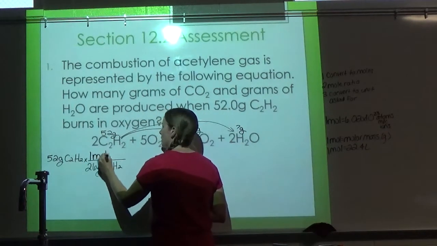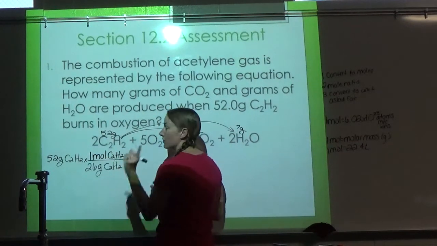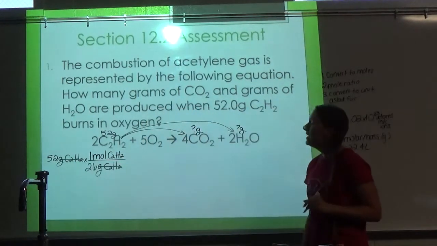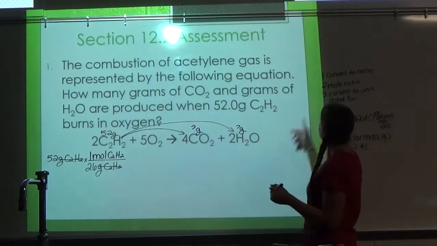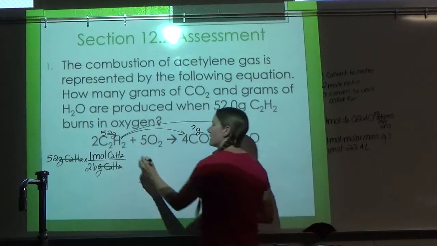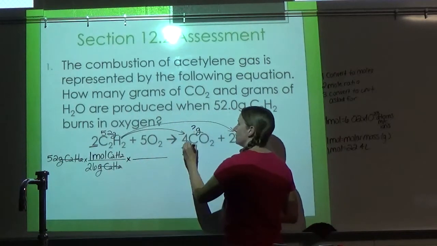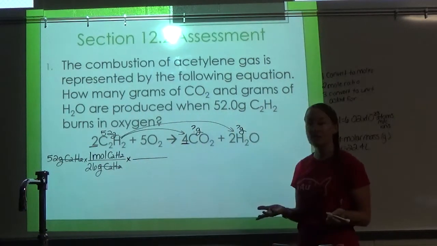Remember, don't use coefficients yet. And don't use coefficients when you add up the molar mass. I cannot state that enough. All right, so next step is mole ratio. So this is where we're going to use our coefficients. So 2 moles of C2H2 equals 4 moles of CO2.